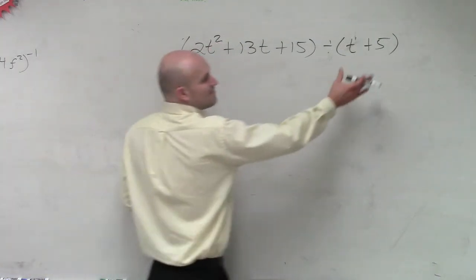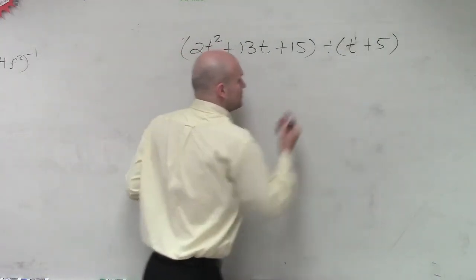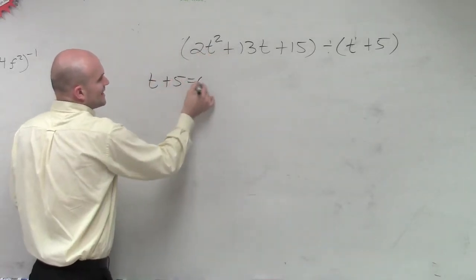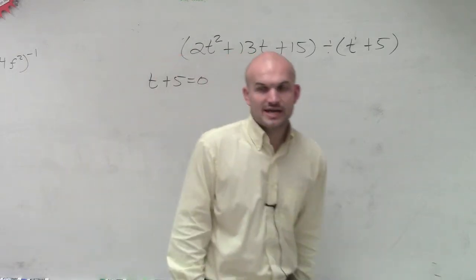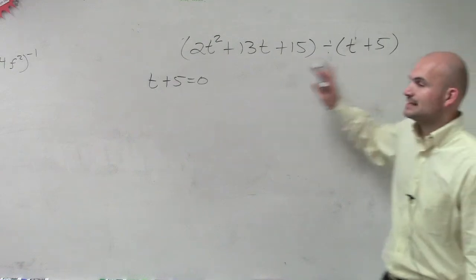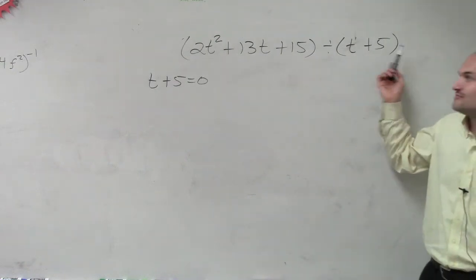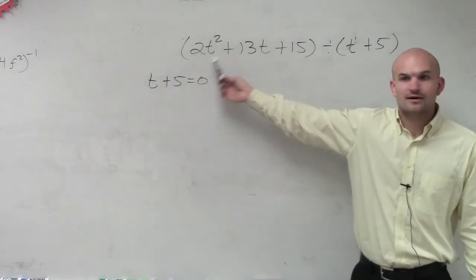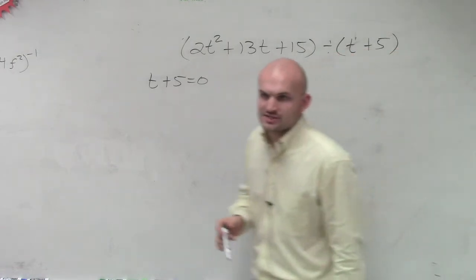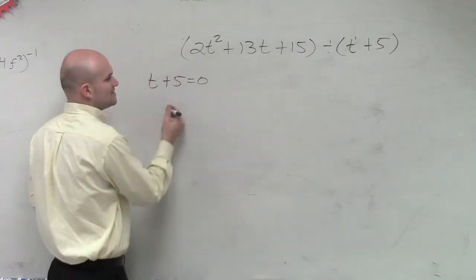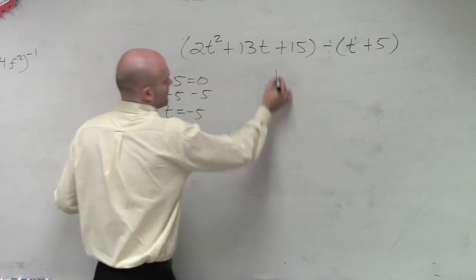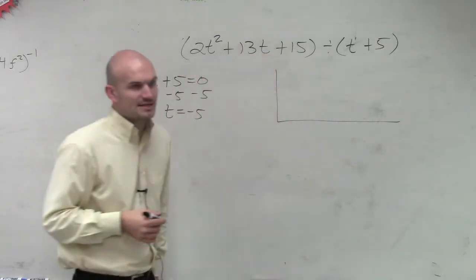So since we're dividing by a linear binomial, what you're going to do is take your divisor and set it equal to 0. You take your factor that we're trying to prove and set it equal to 0. Now notice we can't divide t plus 5 into all these terms. So that's why we're going to apply synthetic division. We do t plus 5 equals 0, subtract the 5, t equals negative 5.